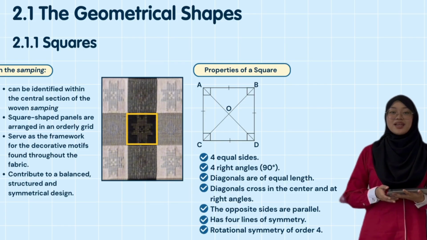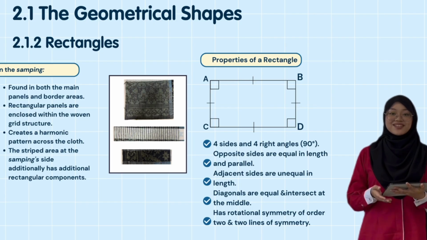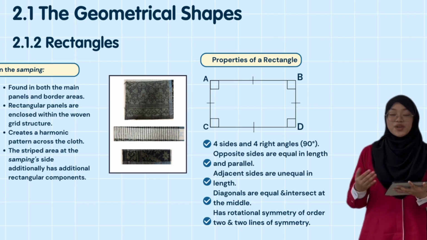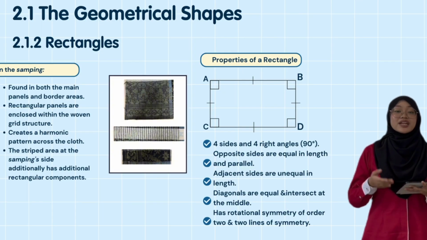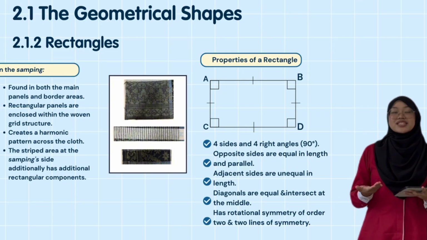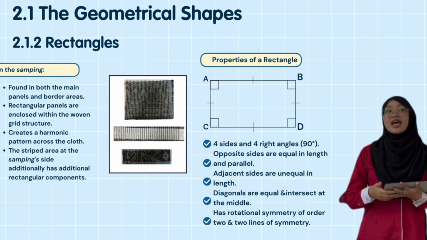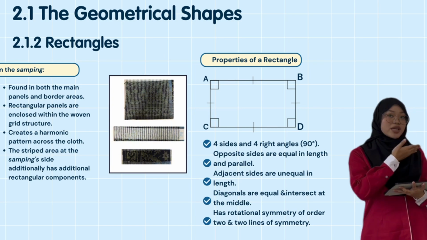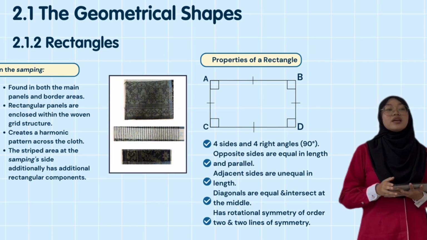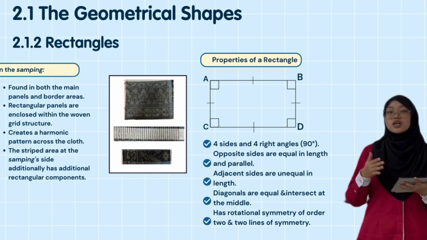The next shape that can be found in samping is the rectangle. Rectangles are parallelograms with right angles, and they can be found in both the main panels and the border area. Several patterns in rectangular panels are enclosed within the woven grid structures, and this creates a harmonic pattern across the cloth. As you can see in the diagram above, the striped area at the samping side additionally has a rectangular component inside of it.